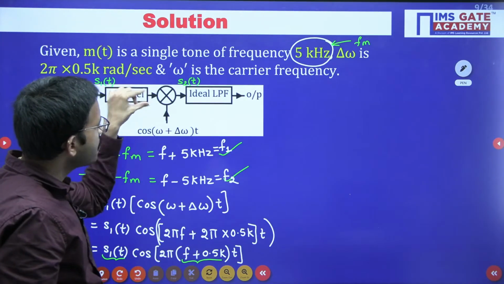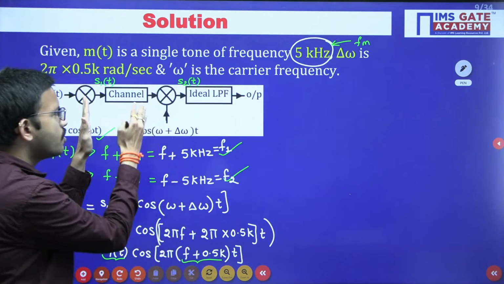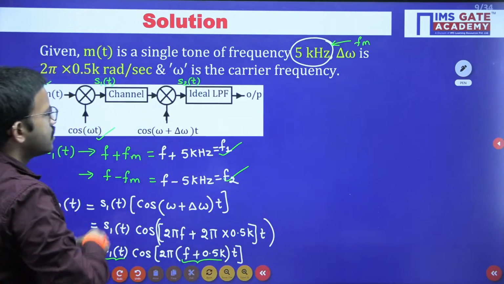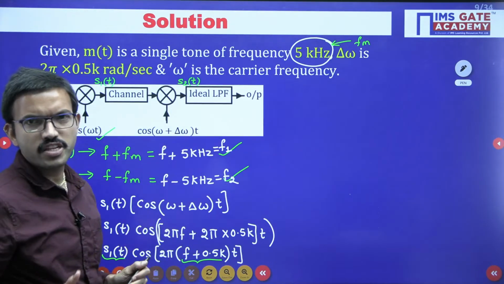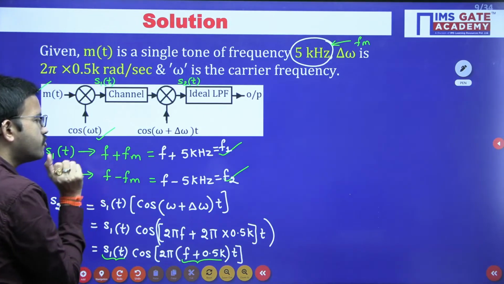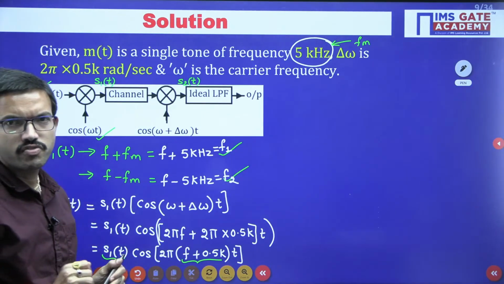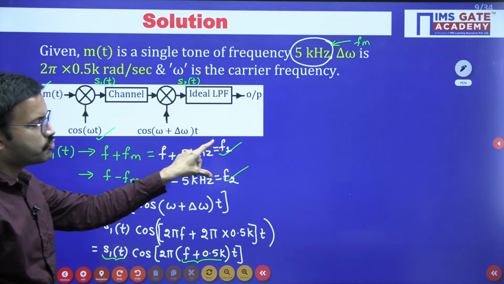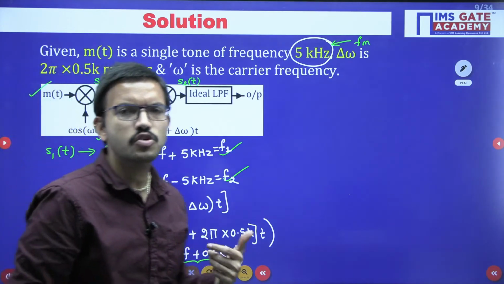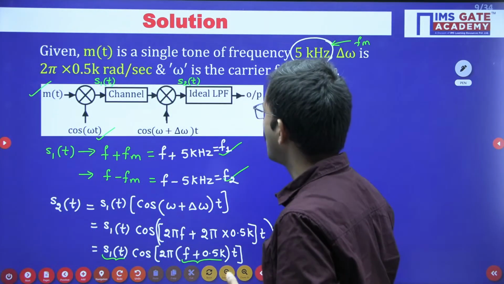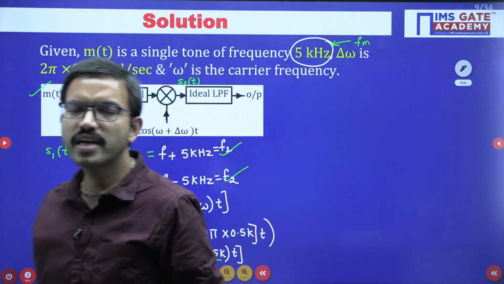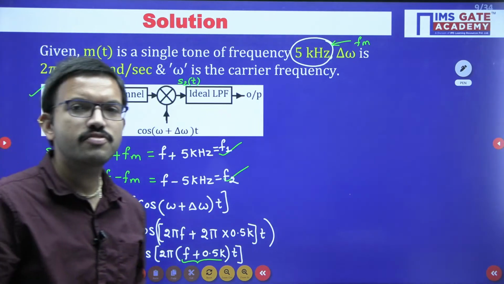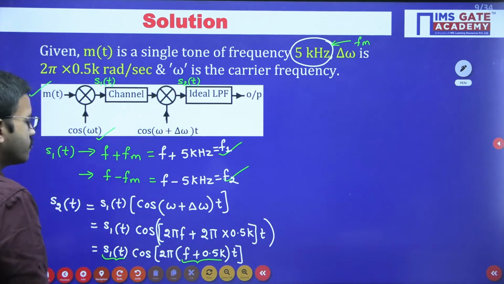Now we are performing multiplication only. Whenever you perform multiplication of two signals in the time domain, you get two possible frequencies: one is the addition of the two frequencies, another is the subtraction of those two frequencies. But here, S1 of t itself has two frequencies. That means, can you guess how many total frequencies you will get at the output of the second multiplier? Yes, we will get 4 frequencies. Very good.